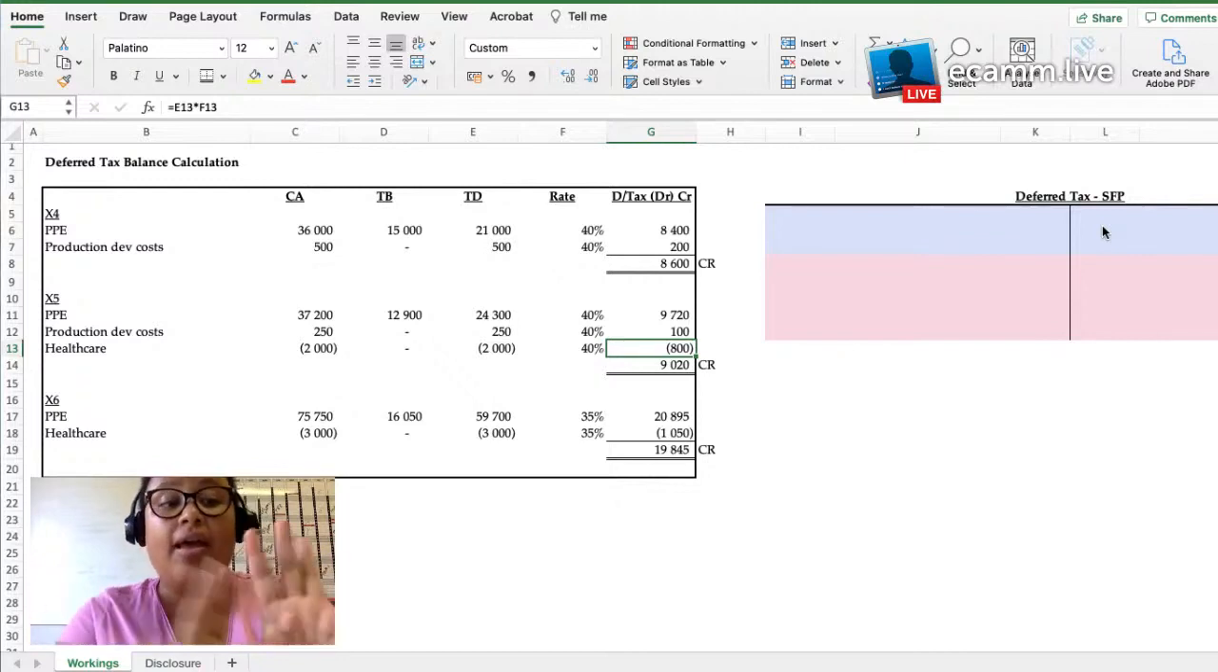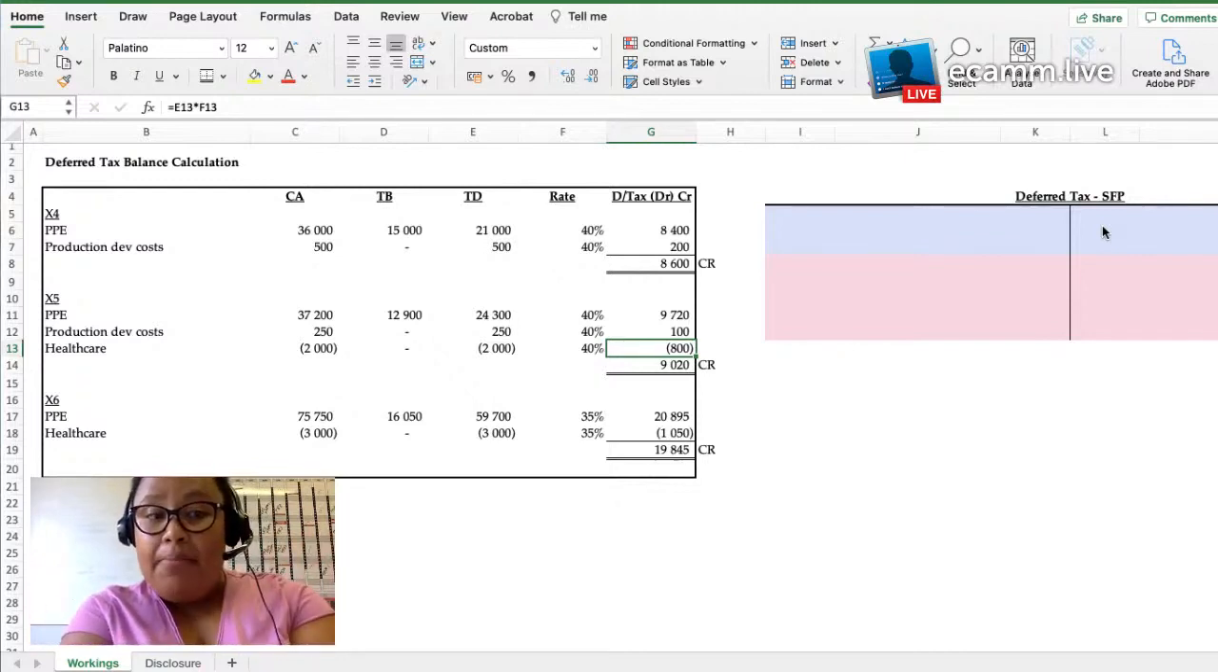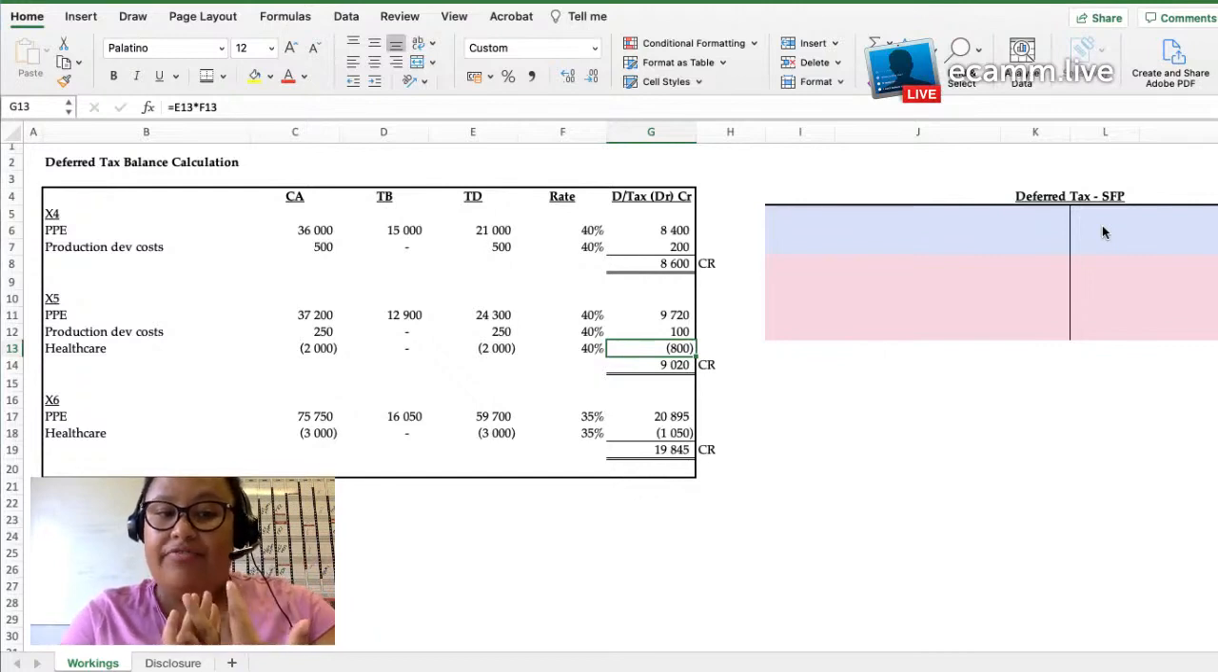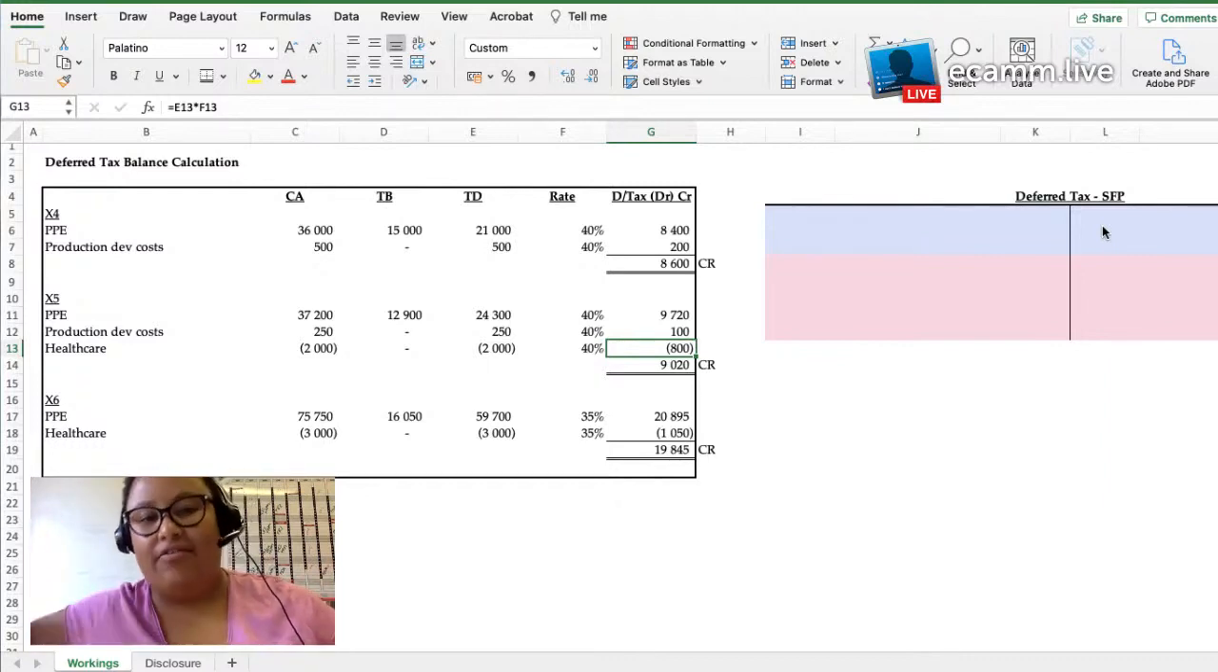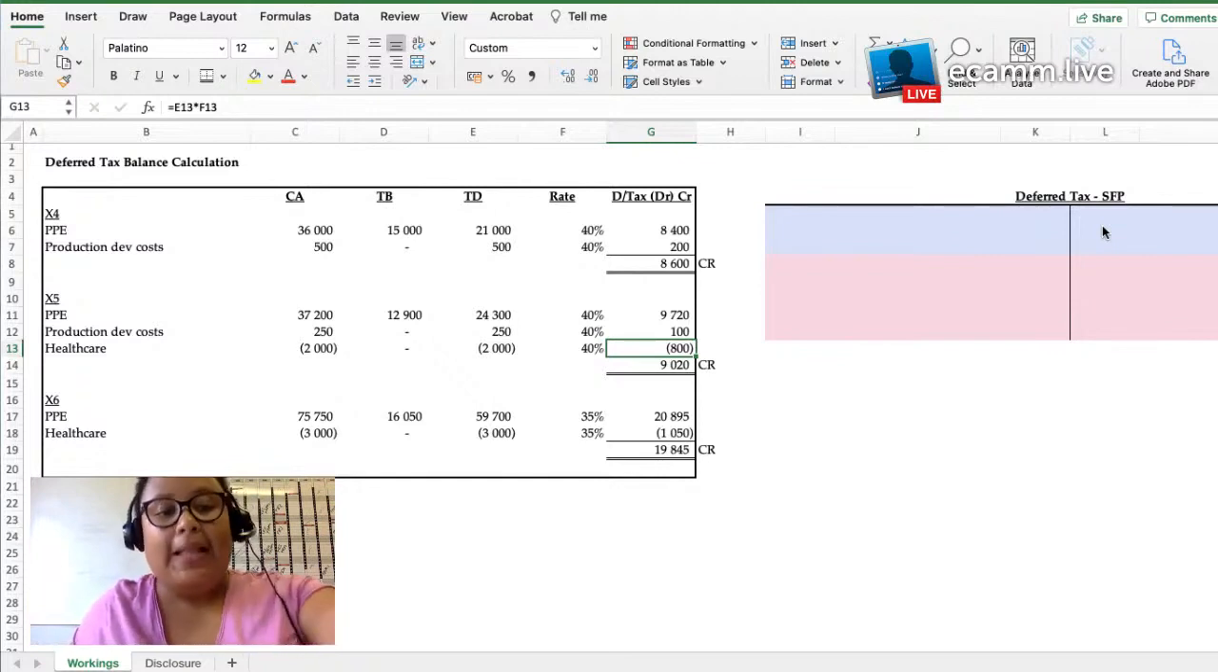Now, in the way that I've set up my deferred tax calc, I make my assets positive and my liabilities negative. And so because of the way I've set up everything, my temporary differences, if they come out positive, they tend to be taxable, and if they come out negative, they are deductible. So yes, the way I've set out my calculation, it's going to be that way.